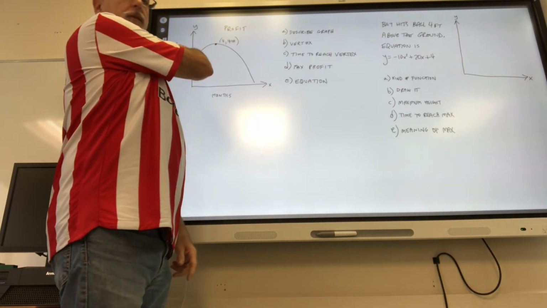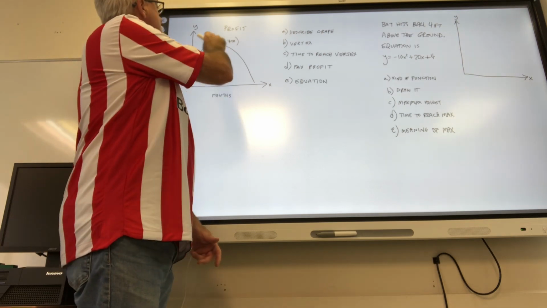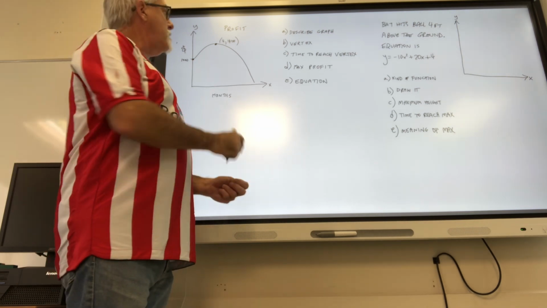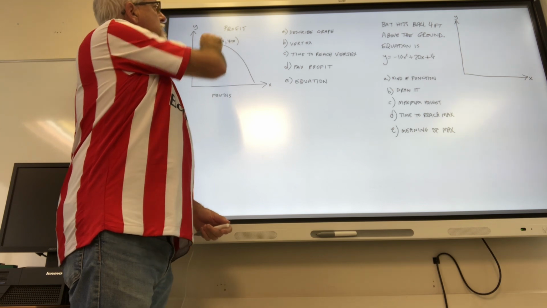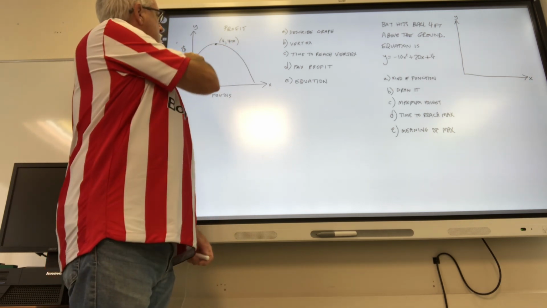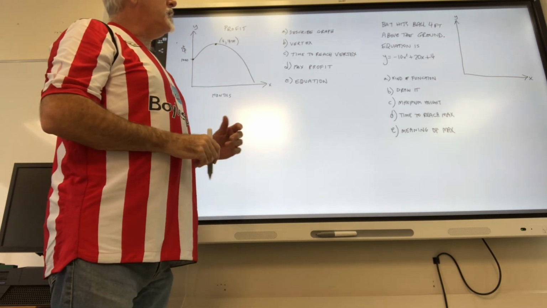Okay, so the first problem is about profit over months. Profit in dollars is on the y-axis, time in months is on the x-axis. And we have two points that are given. There actually could be way more, but we only need two, so I'm only mentioning the two: the highest point has an x of 4 and a y of 1400, and the y-intercept is 1000. And that's enough so that we can answer all of these questions.